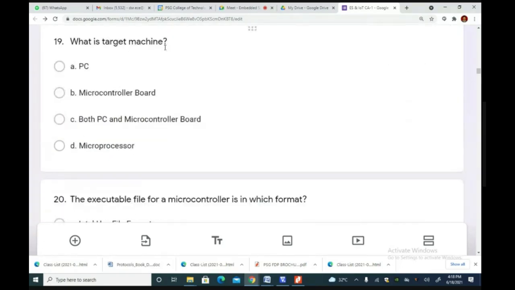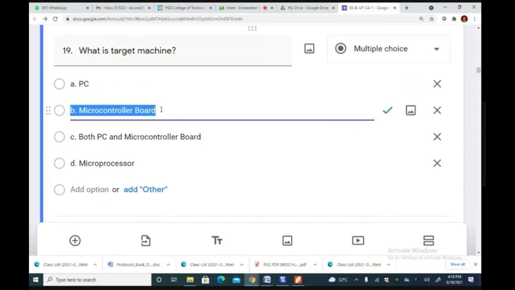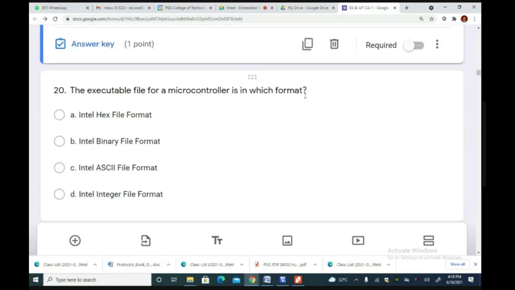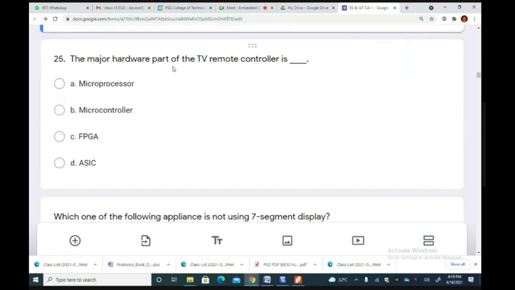What is the target machine? Microcontroller board is the target machine. As we all know, the application that we develop runs on the target machine. So microcontroller board is the target machine, which is the right answer. The executable file for a microcontroller is in which format? Intel hex file format. The major hardware part of the TV remote controller is the microcontroller.